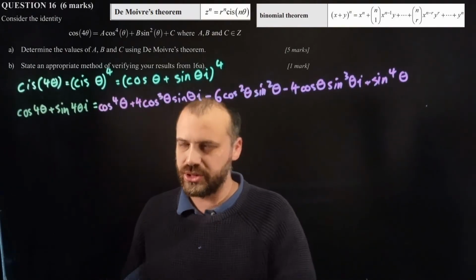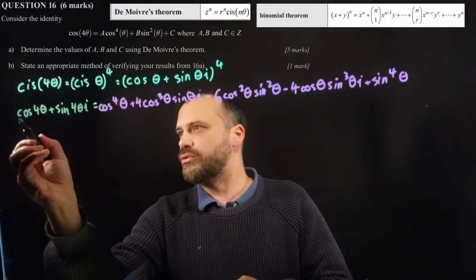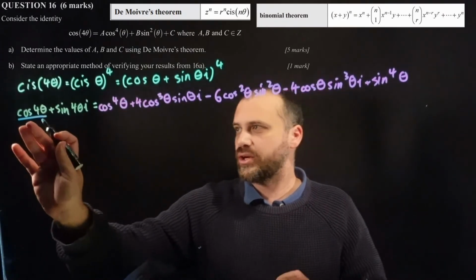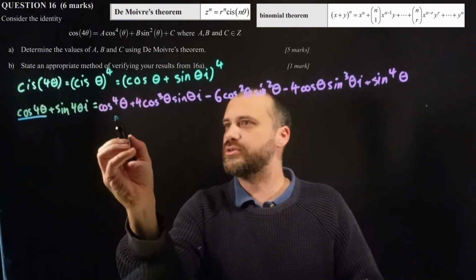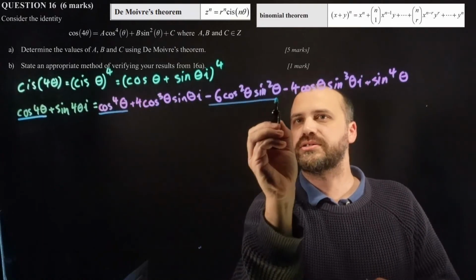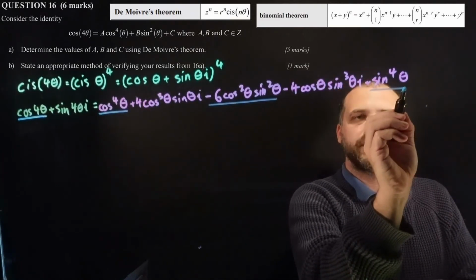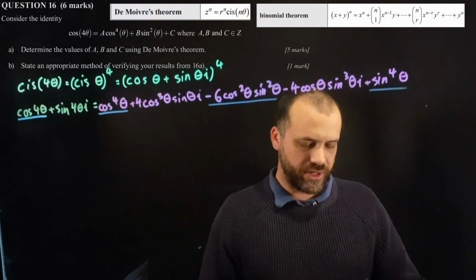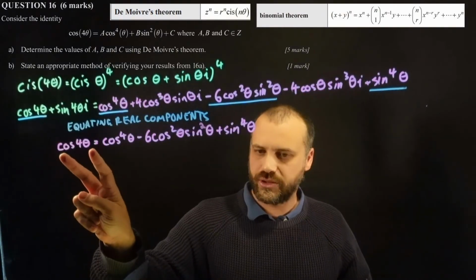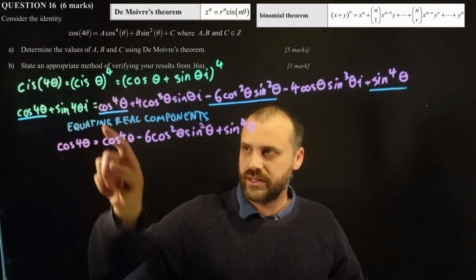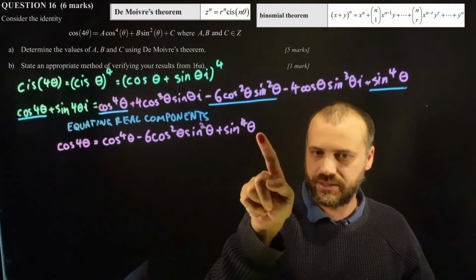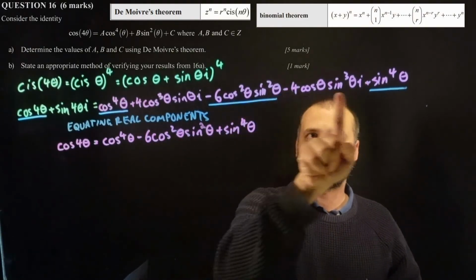We're pretty much done now because we've got a real component of cos 4 theta, and we can equate that real component with this, and this. All right, so equating real components. So here we have it. Now we can say that cos 4 theta is equal to cos 4 theta minus this plus this. That's all of our real components.